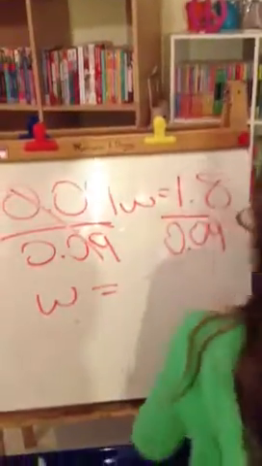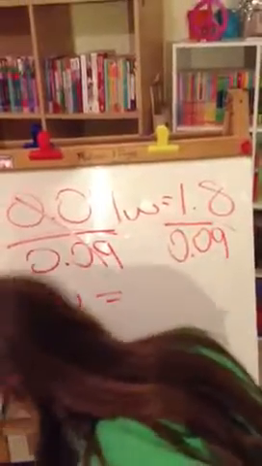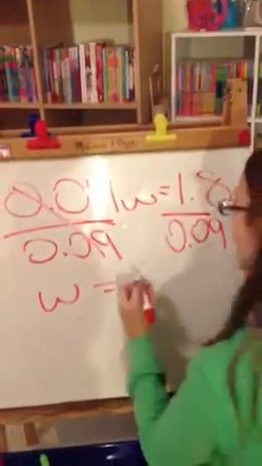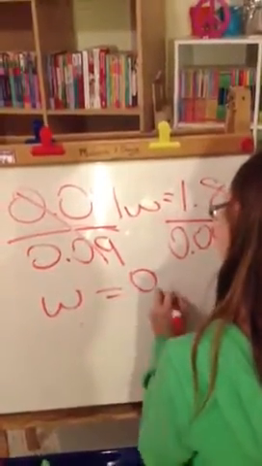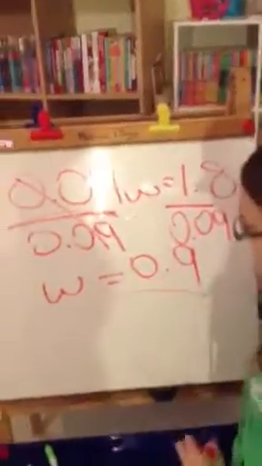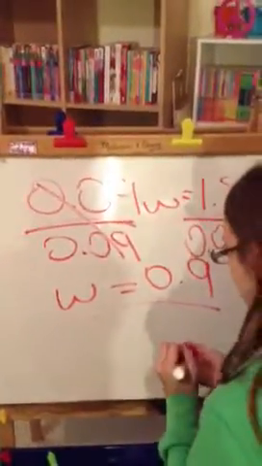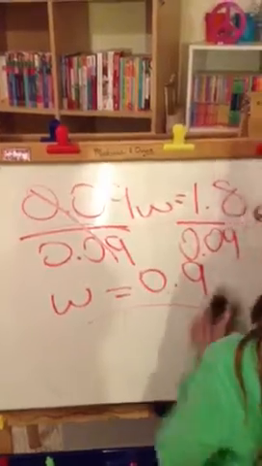Then 1.8 divided by 0.09 is 0.9. Like that. And that's how you do multiplication.